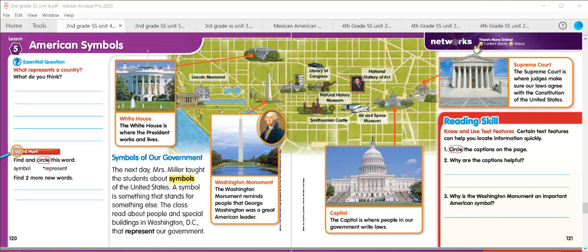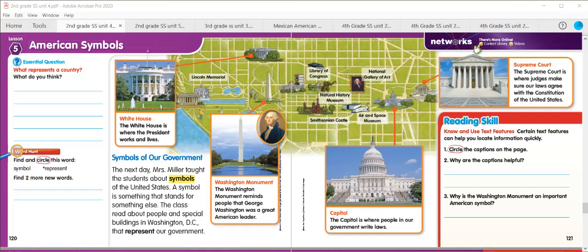Quick check. What is a symbol? Okay, now we're going to be doing a few things on this page. So our quick check question says, what is a symbol? Now we know from the reading on page 120 that a symbol is something that stands for something else. So we're going to go ahead and pay attention to that because it will come up later.